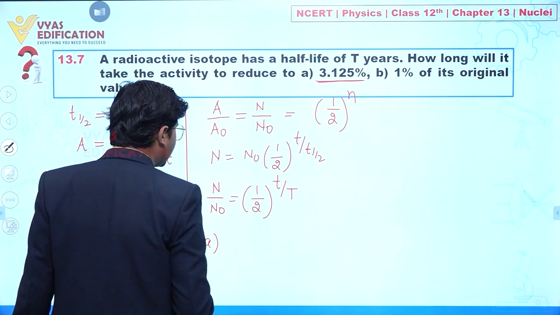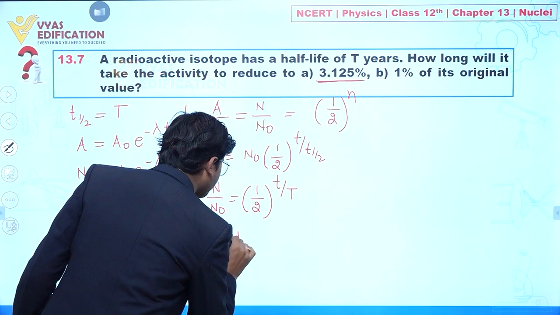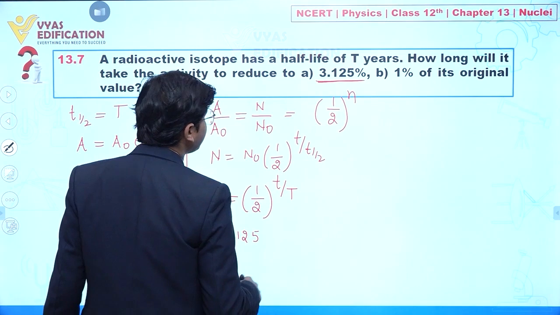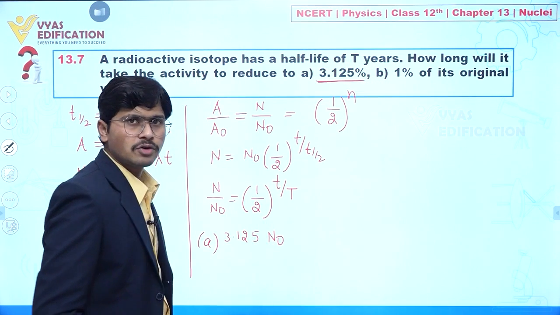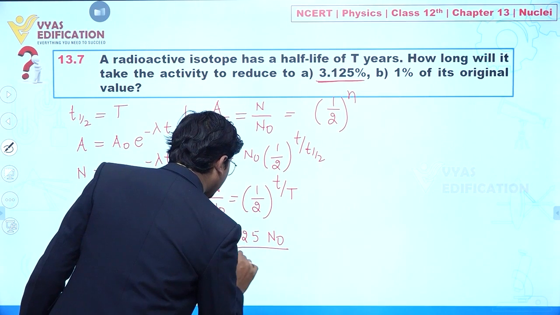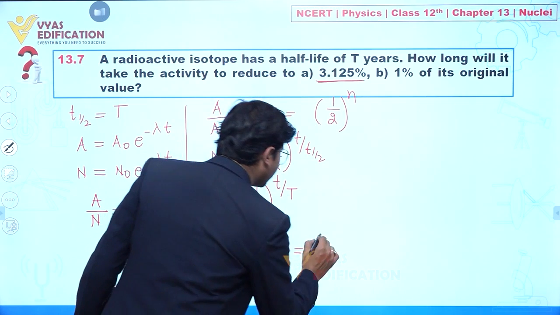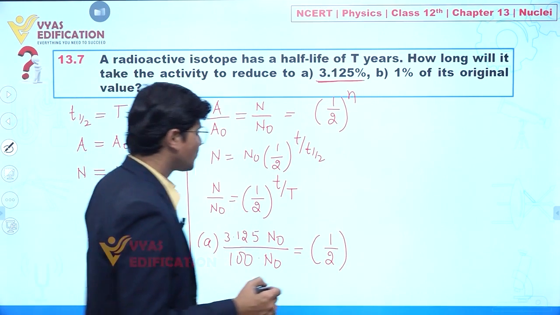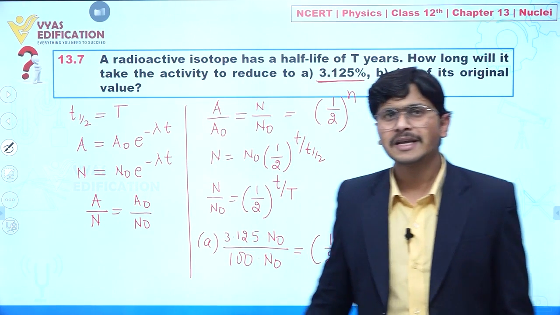Clear? So at that time I can write it like this, this should be equal to 3.125%, so 3.125% of n naught. So we can write it like this, this is n naught, divided by 100, and initial number of nuclei we have n naught. 1 by 2 to the power what about time T? This is our objective. So time t and half time period, it is given to you, that is capital T.